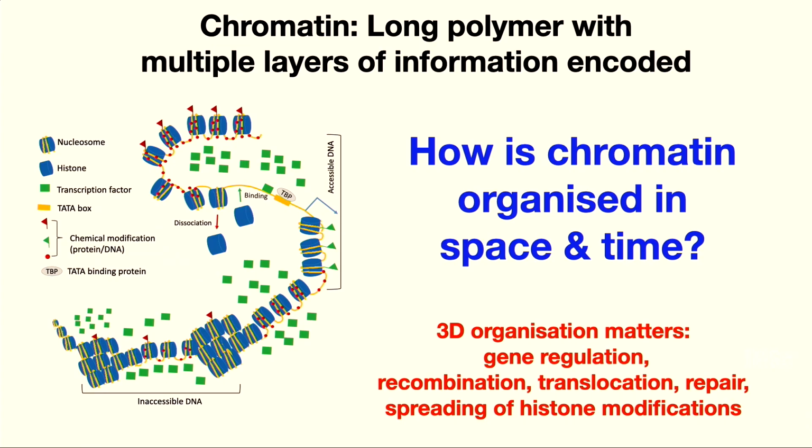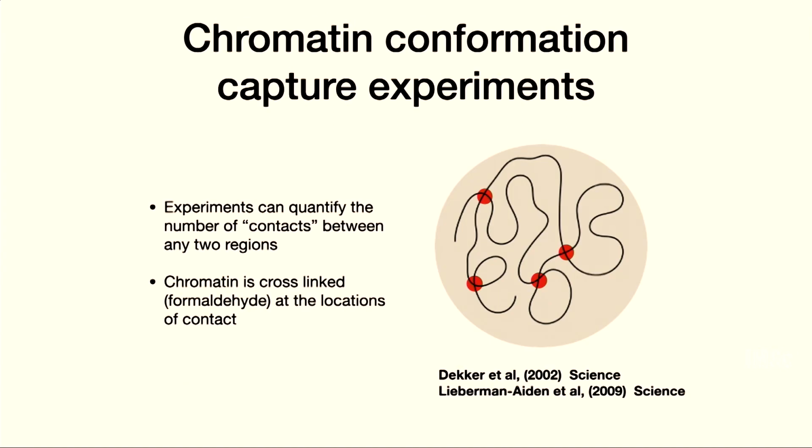It has a very specific spatial organization in the way it condenses, and it also has a temporal organization, and all of this matters for processes like gene regulation, recombination, translocation, repair, spreading of chromosome modification, and many different processes. The 3D organization and the local condensation matter. One of the experimental methods to understand the precise nature of how it condenses or locally folds is called chromatin conformation capture experiments.